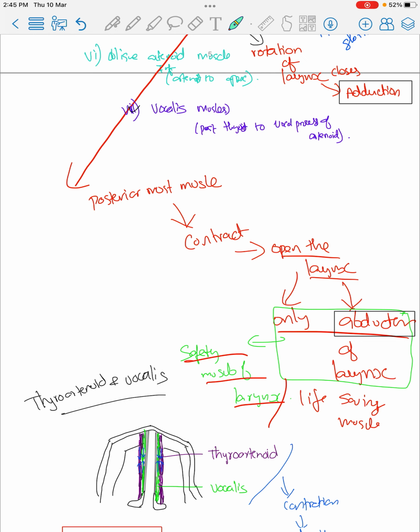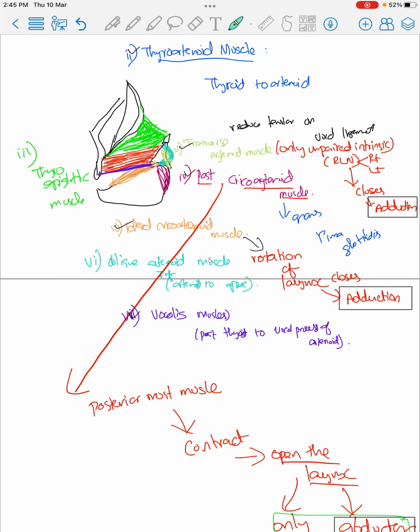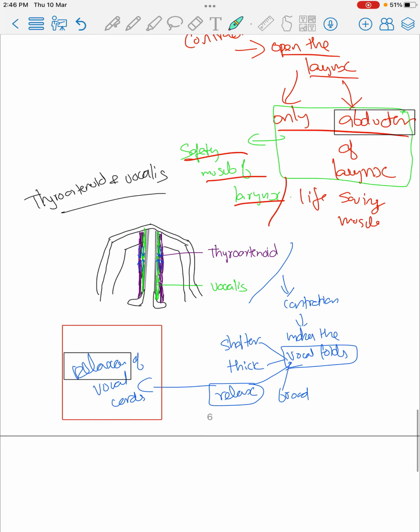Then the lateral cricoarytenoid muscle present here, when it contracts, it closes the rotation of the larynx, so it causes adduction. Then every other muscle causes adduction only. Okay, adduction. The transverse arytenoid, everything closes this space and causes adduction. That's all about the muscles.